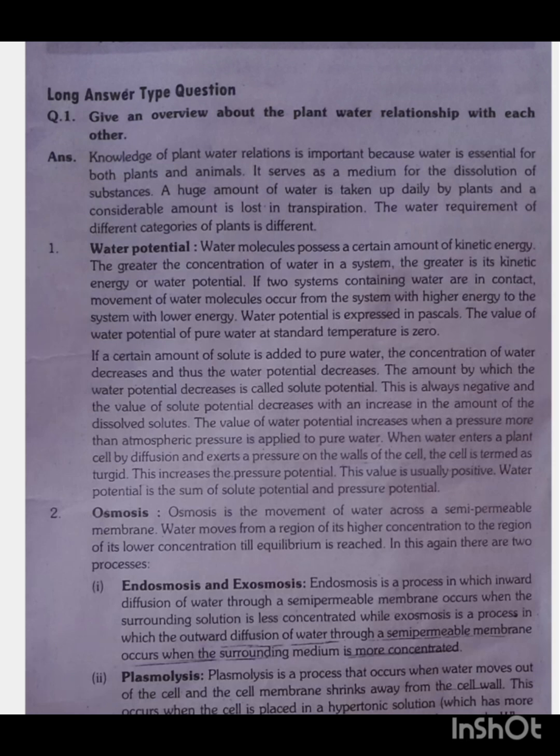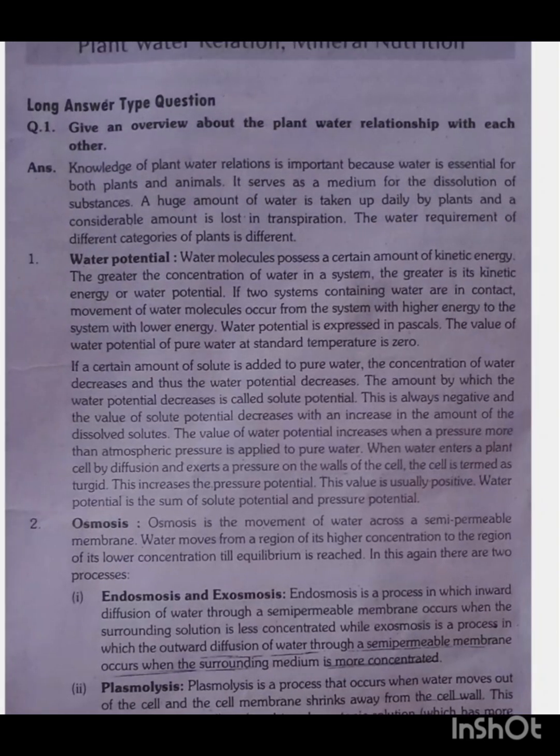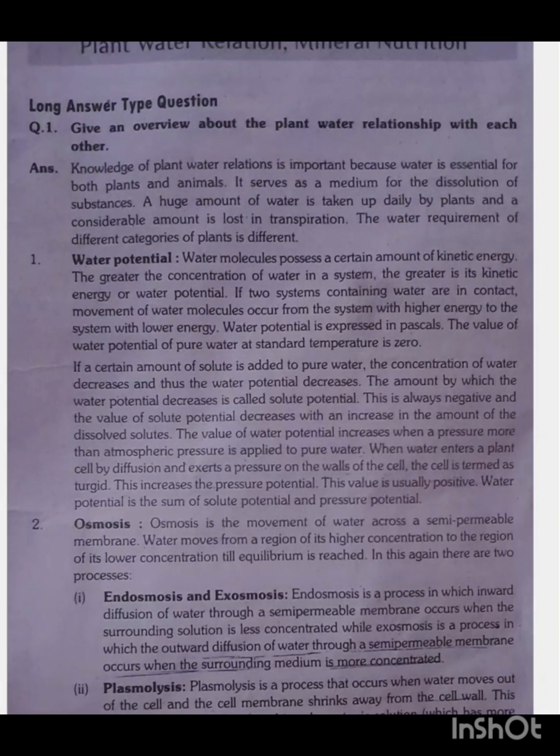So the answer to this question is: knowledge of plant water relations is important because water is essential for both plants and animals. It serves as a medium for the dissolution of substances. A huge amount of water is taken up daily by plants and a considerable amount of it is lost in transpiration. The water requirement of different categories of plants is different.